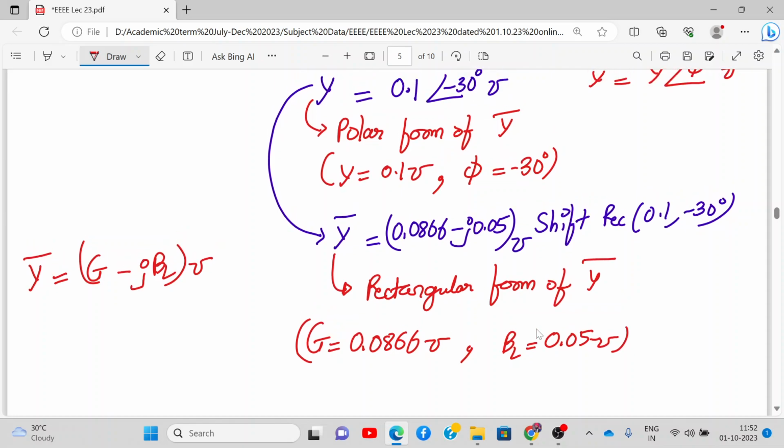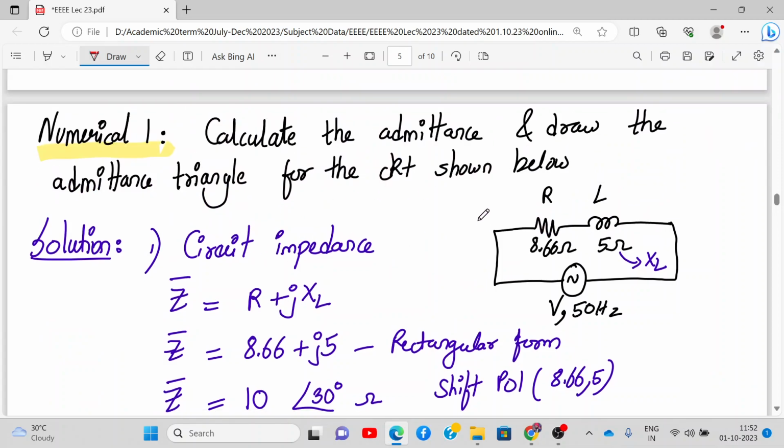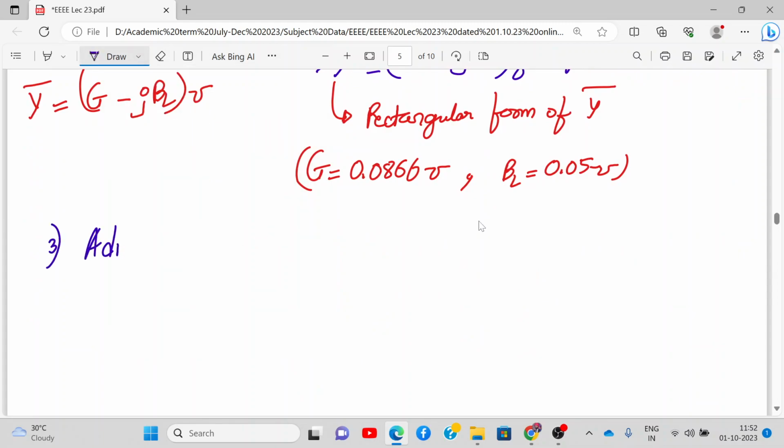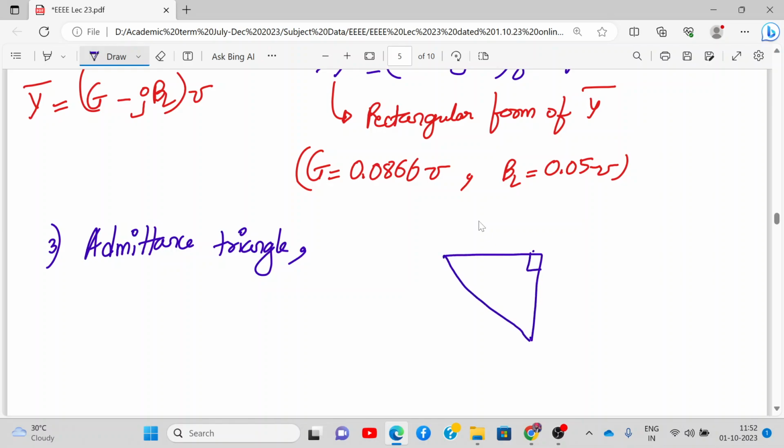Why are we calculating B, G and Y? Because we want to plot the admittance triangle. Now how will the admittance triangle be? Just now we have seen it for an inductive circuit. The admittance triangle is the opposite of the impedance triangle. So the admittance triangle for an inductive circuit will be like this, where this is Y, this is G and this is BL. What is Y? 0.1 mho. What is G? 0.0866 mho. And how much is BL? 0.05 mho. Got it? This is my admittance triangle and this angle is minus 30. Correct? So this is how I complete the numerical using the admittance method. This is my phase angle phi. Please note it down.